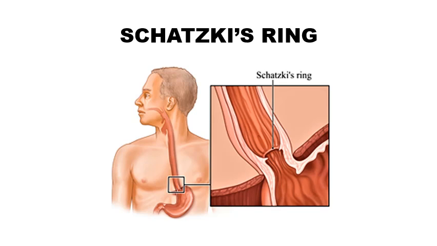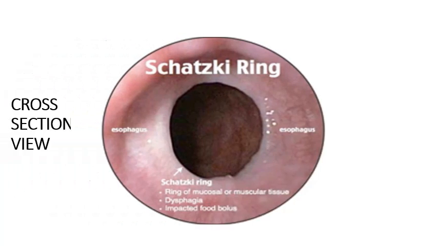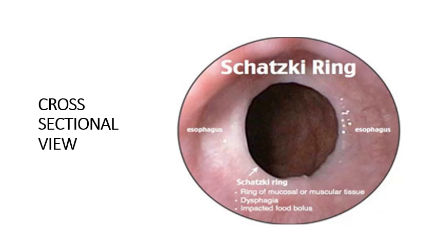The Schatzki's ring is associated with something called the steakhouse syndrome, where a person feels that a big piece of food is stuck in the esophagus, whereas it's a small piece of food, and what they have is a Schatzki's ring. Now, another type of esophageal ring and web is Plummer-Vinson syndrome. This is how a Schatzki's ring looks in the endoscopic view, which gives you a cross-sectional view.